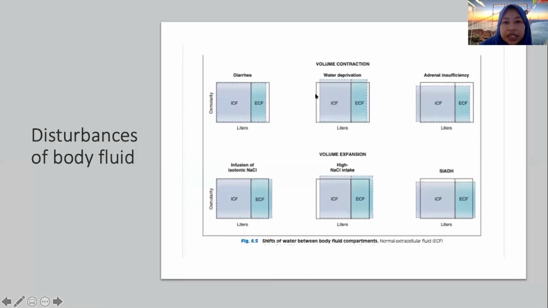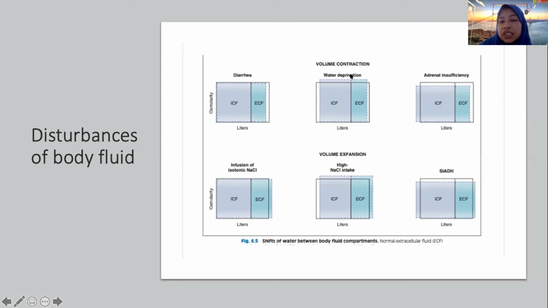This previous diagram here will help you to understand the changes. So let's have a look here. For example, if you have diarrhea, you lose a lot of water as well as electrolytes. So most probably you lose an isoosmotic solution in your diarrhea fluid, right? And the loss will always start in the ECF. So this is what we call isoosmotic contraction. The volume will reduce, but the osmolarity remains the same.